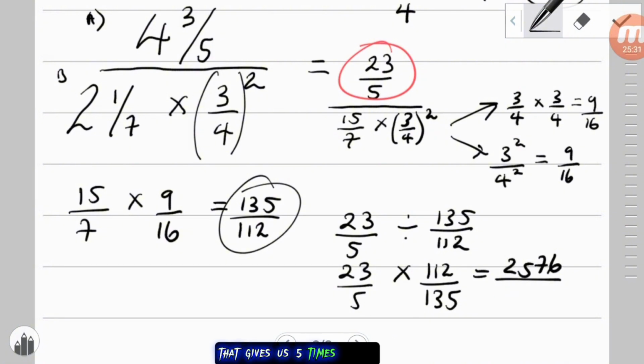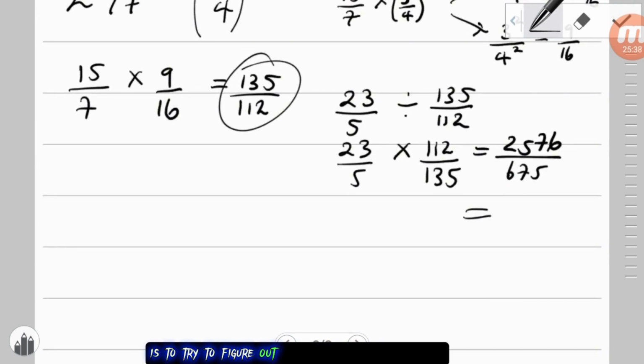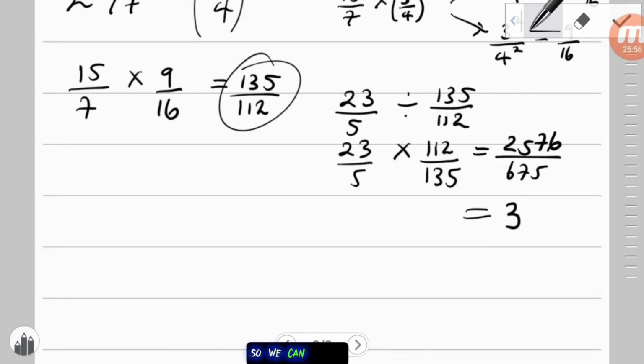That gives us 5 times 135, 675. So our task here now is to try to figure out approximately how many times we can possibly get 675 from 2,576. Let's jump on our calculators, and you'll find here that 2,576 divided by 675 gives us an approximate answer of about 3. So we can get about 675 from 2,576. It's now time for the remainder.